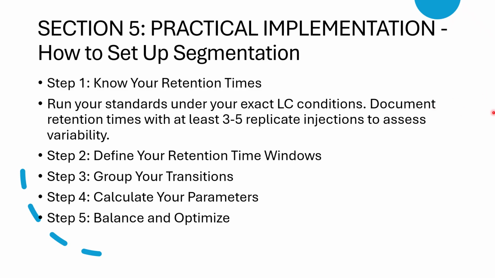Alright, let's get practical. How do you actually implement time segmentation in your methods? So here's my workflow. First, you need to know your retention time. You must have reliable retention time data during the method development phase. Retention times are typically unknown and all transitions are monitored continuously throughout the LCMS run. What you can do is run your standards under your exact LC conditions and document retention time with at least 3 to 5 replicate injections to assess the variability.